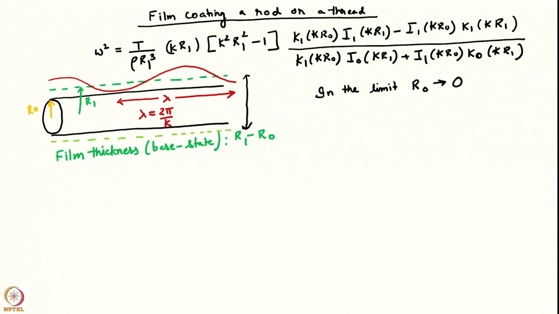Now, as the rod thickness shrinks to 0, in that limit, this should reduce to a fluid thread or a fluid cylinder whose radius is r1. And so the dispersion relation should reduce to the case that we have already derived earlier. This is just a check on the consistency of this dispersion relation.